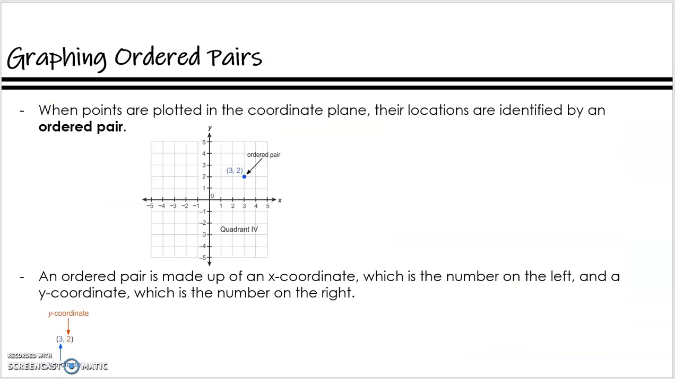When points are plotted on the coordinate plane, they are identified as an ordered pair. The ordered pair is made up of an x coordinate, the first number, and the y coordinate, which is the second number. So I'm going to write this a little bit bigger. 3, 2 is the ordered pair that they are graphing here. Your x value comes first. That is your 3. Your y value comes second. That is the 2.